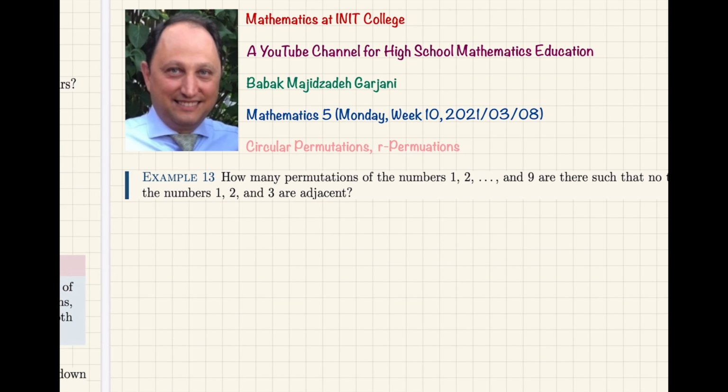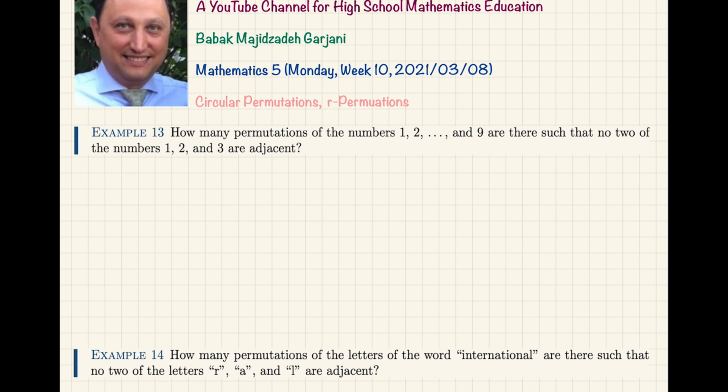Let us go to the next example. This is a much more interesting, a little bit harder problem. So how many permutations of the numbers 1, 2 up to 9 are there such that no 2 of the numbers 1, 2, and 3 are adjacent?